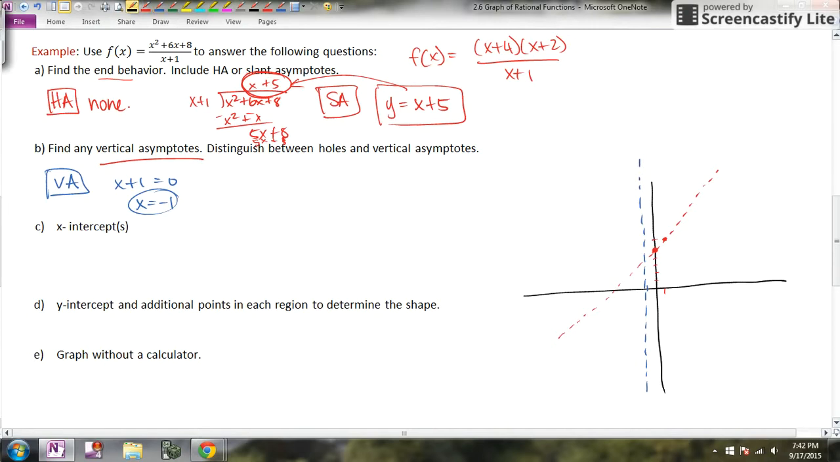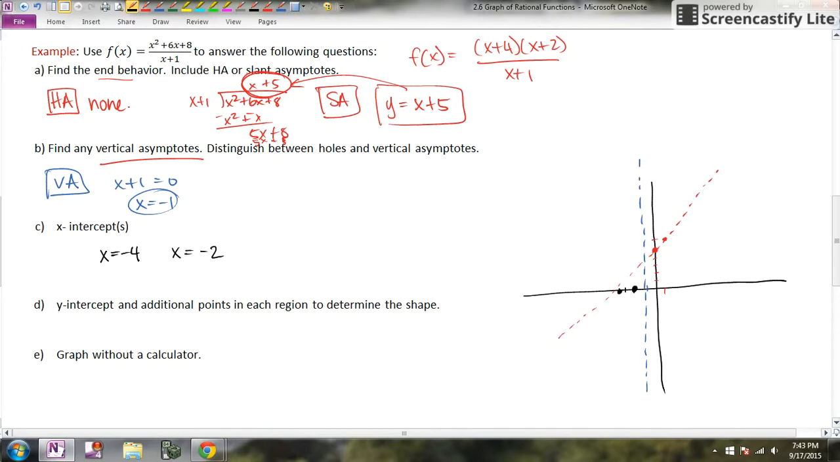All right, x-intercepts are when the fraction that you're graphing equals 0. Well, the only way the fraction could equal 0 is if the top is 0, and that could happen 2 times. So it appears that we have an x-intercept at negative 2, and it looks again like we have one at negative 4, which I don't know, is probably about here. So we have some x-intercepts. Nice to know.